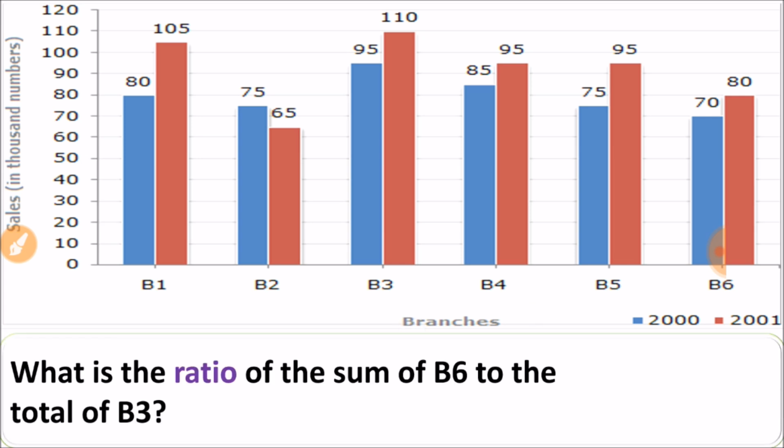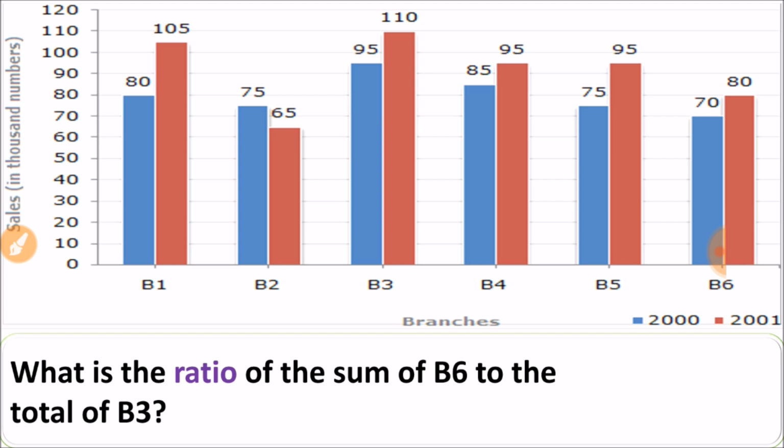So let's discuss the third question. Ratio of the sum of B6 and B6 to the total of B3. So you have to find the ratio of two numbers, right? So ratio means definitely A by B format. What is A? Numerator, they are talking about the numerator, that is the sum of B6. So what is the sum of B6? We can see B6 is there in the figure. Two bars are there along with B6, blue and red. What is the value of the B6 red bar? Red bar is 80. What is the value of the B6 blue bar? It is 70. So what is the sum of 80 and 70? Your answer is 150. So you get the first value 150, that is the numerator.